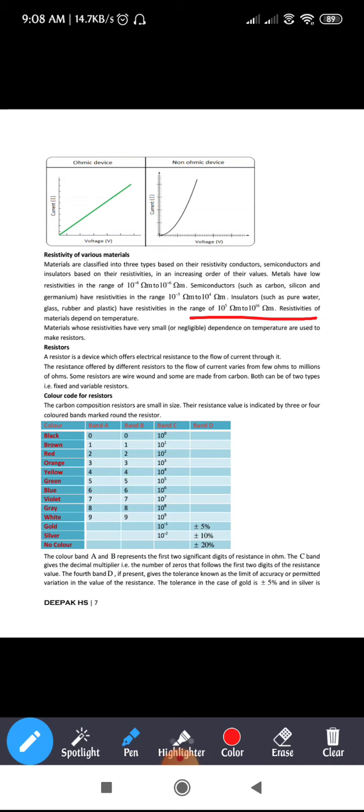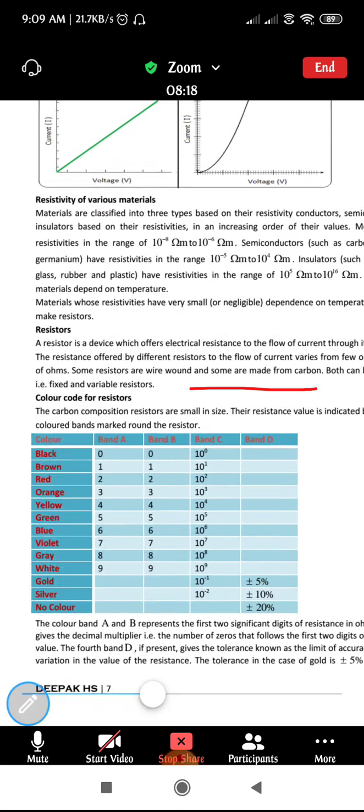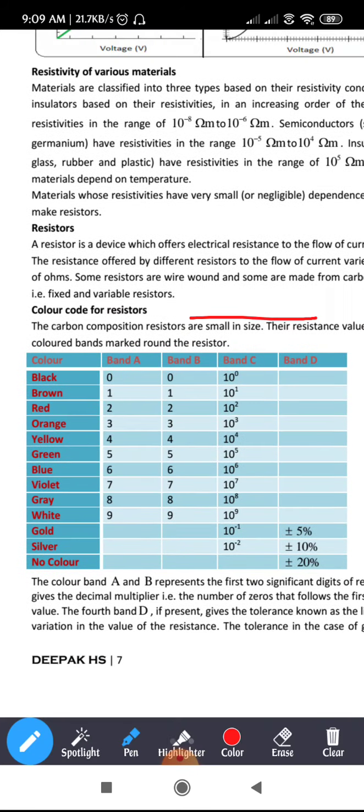As you can see, you have a tabular column. First of all, you need to go through this tabular column. You need to make a practice of this. Once you are aware of this table, it is very easy to calculate the value of a given resistor. In the first column they have given the colors: black, brown, red, orange, yellow, green, blue, violet, gray, white, gold, silver. Next one is no color.